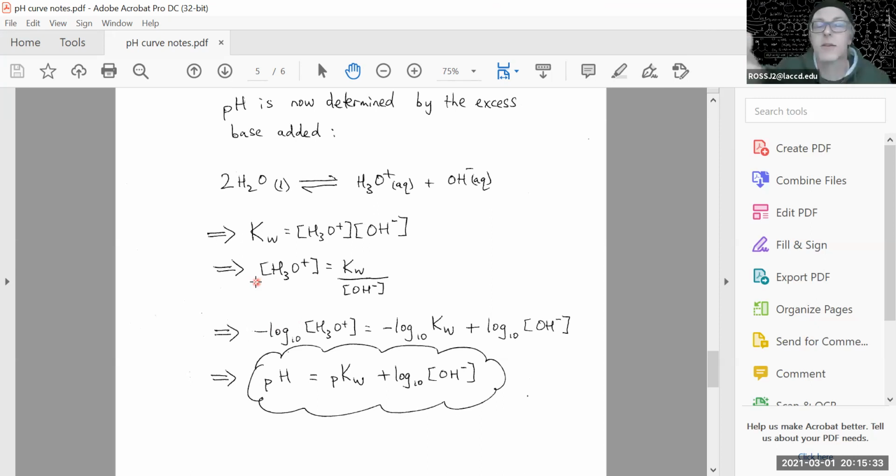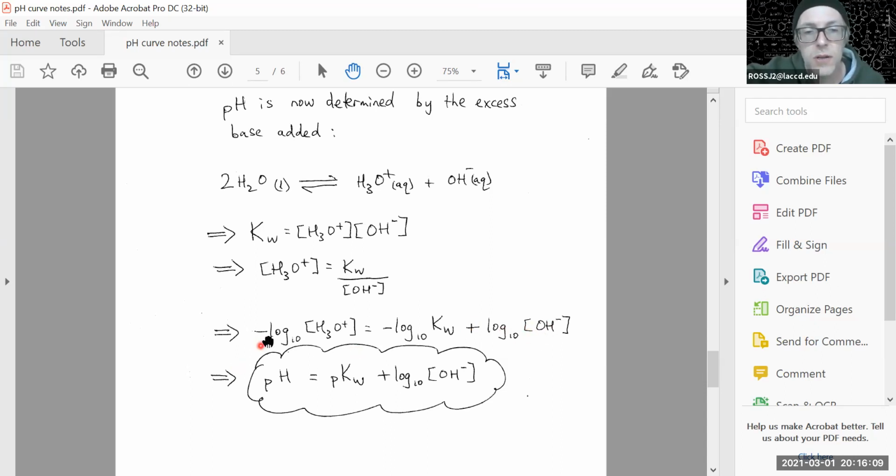We take negative log base 10 throughout so that we can eventually solve for pH. So we get negative log base 10 hydronium. Here we've got a fraction. So remember, when we take the log of a fraction, we take the difference of the logs. So we applied the negative log base 10 to the numerator, but then we subtract negative log base 10 of the denominator. The two negatives combine to make a positive. So we have this positive here, log base 10 of hydroxide.